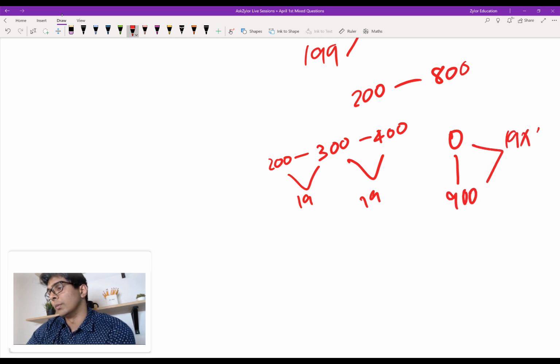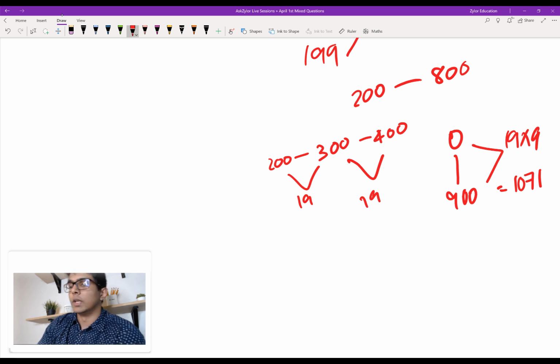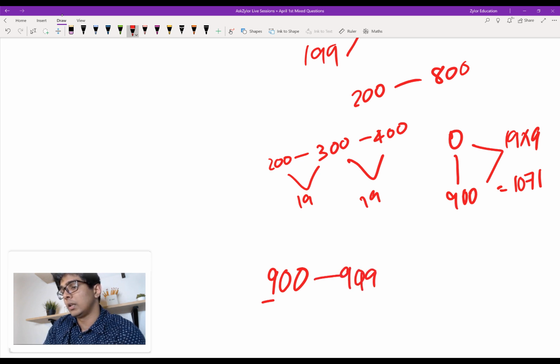So 19 times 9 would give me 171. So then I know 900 onwards, I have 9 in every single number. So 900 all the way to 999, I have 9 in it. So 100 numbers between 900 and 999 contain 9 in it.